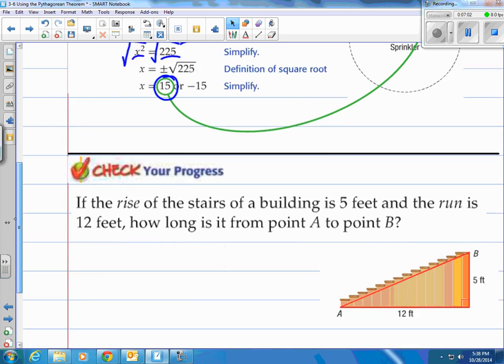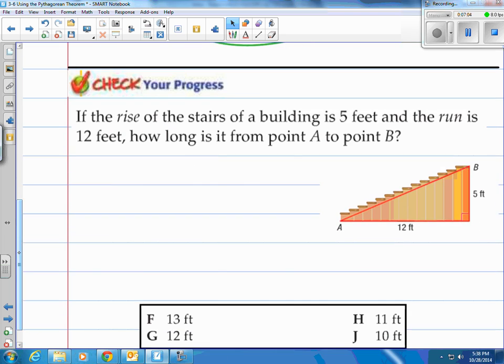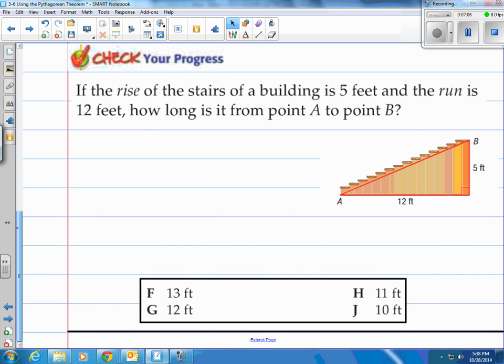All right. You try it on your own here with this example. It says, check your progress. If the rise of the stairs that are pictured here to the right of a building is 5 feet and the run is 12 feet, how long is it from point A to point B? We call this the rise right here, and we'll call this the run. Notice that makes a right triangle.